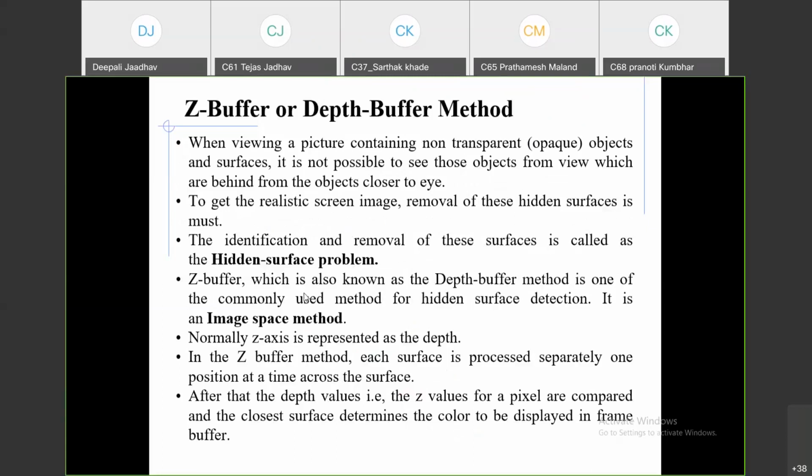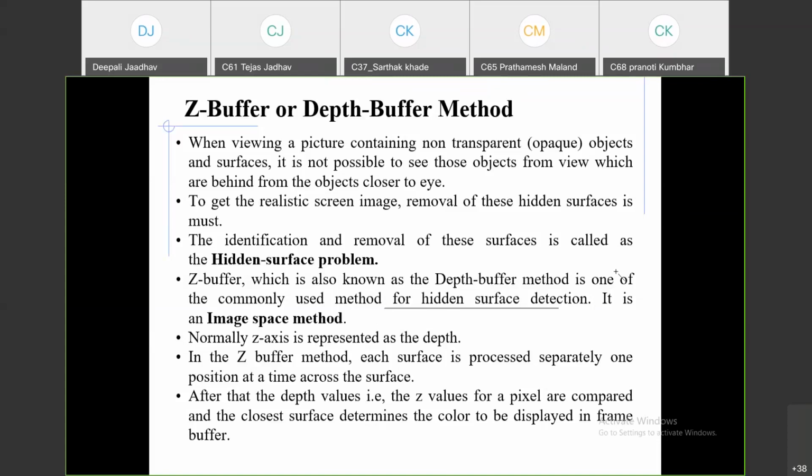The Z-buffer, which is also known as the depth buffer method, is one of the commonly used methods for hidden surface detection. We are going to use the Z-buffer algorithm for the hidden surface problem, or detection of hidden surfaces. It is an image space method. Normally, Z is represented as the depth.